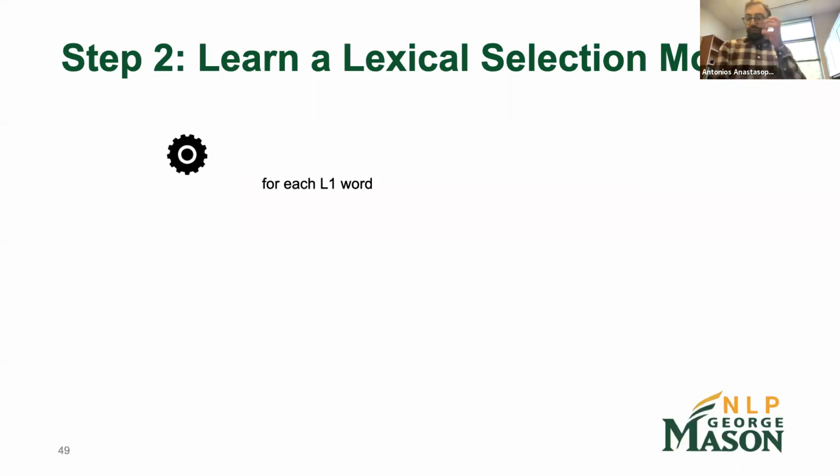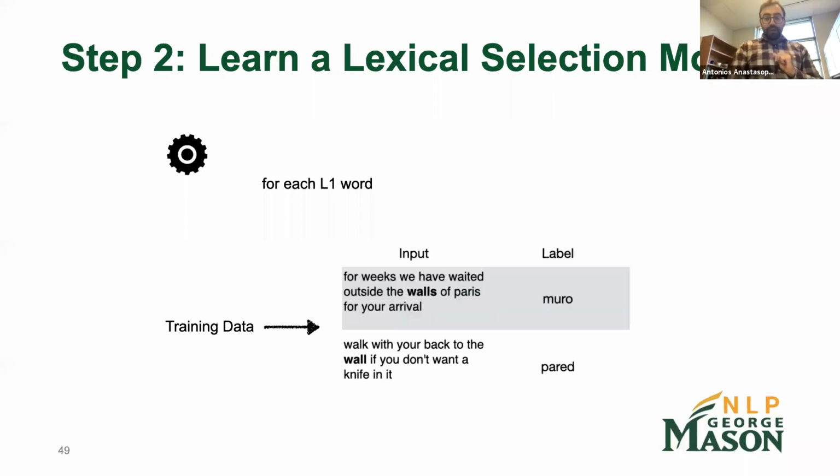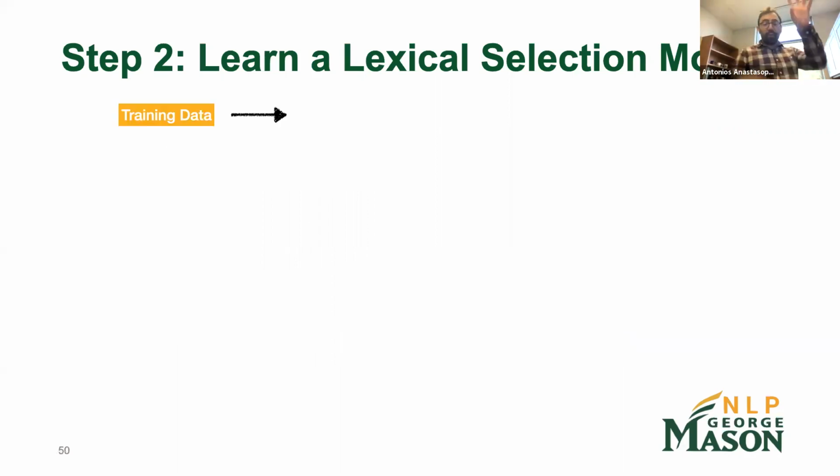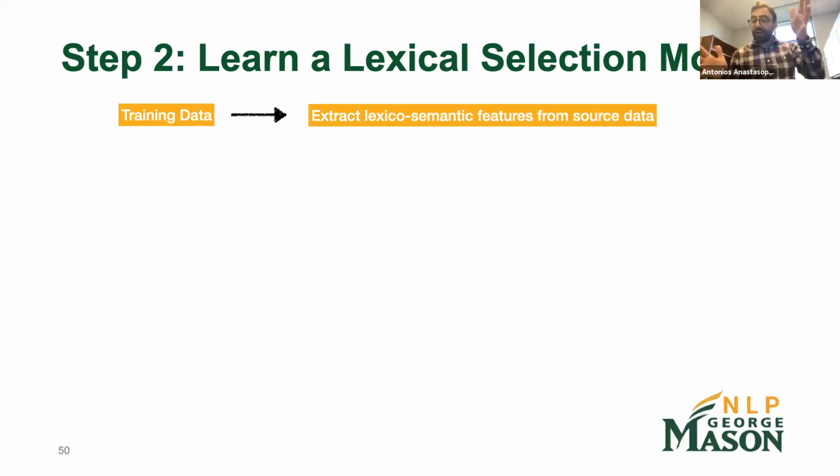For each word that we care about, we're going to have some training data that are basically parallel examples between English and Spanish, where all of these sentences have that word that we care about. In this example, we have an input that says, for weeks we have waited outside the walls of Paris for your arrival, and the translation of that sentence uses the word muro. The translation of the second sentence uses the word pared in Spanish. This is actually our label. So now, what does that model look like?